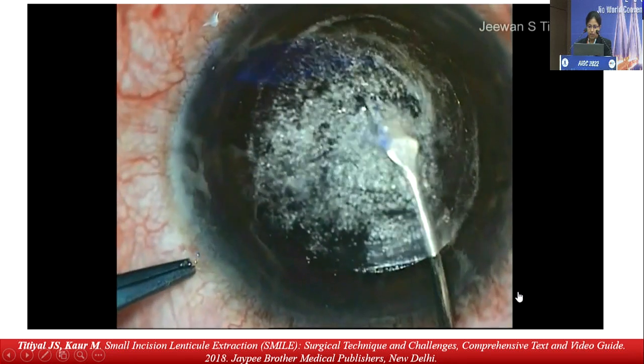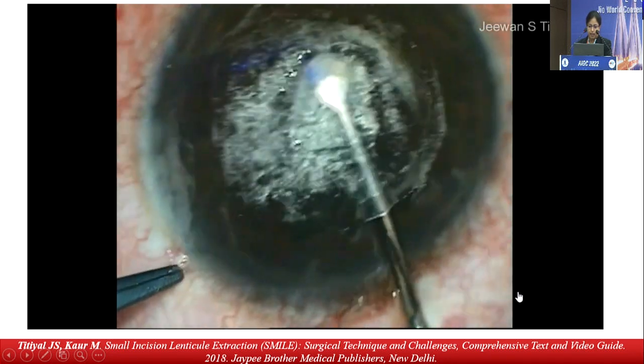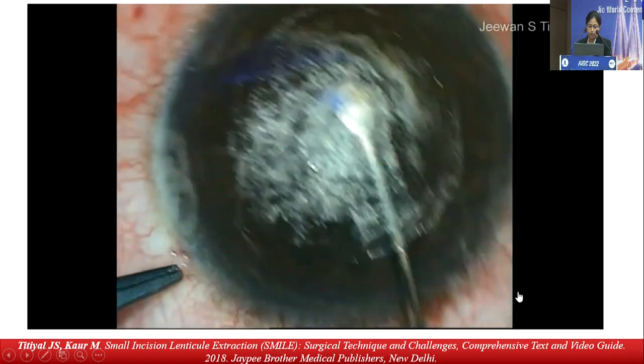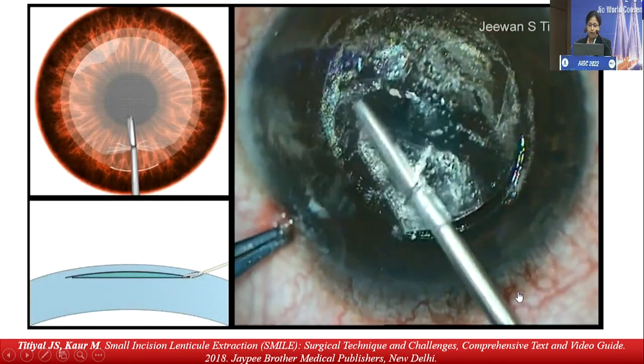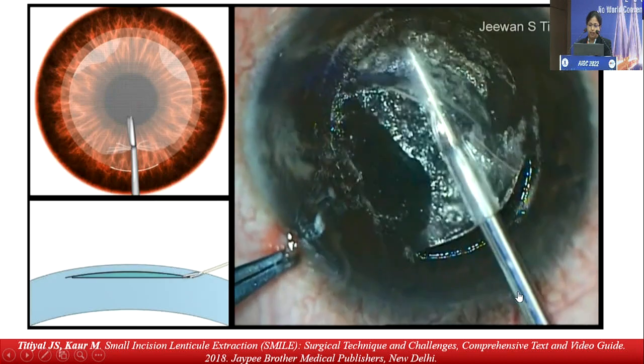This is another case in which there was an increased opaque bubble layer and black spots, so there's a difficult adhesion. So we went in with the forceps and tried to extract the lenticule.